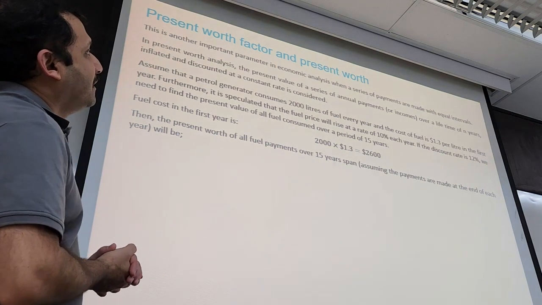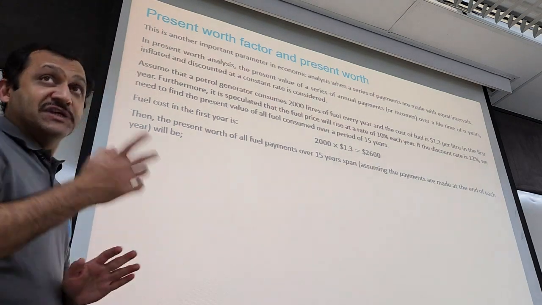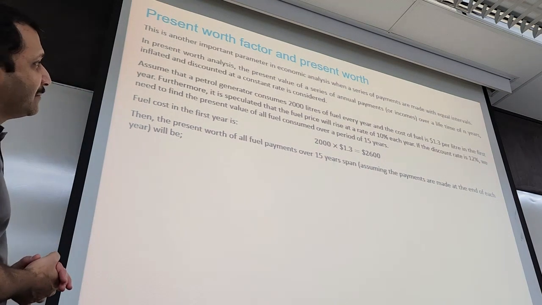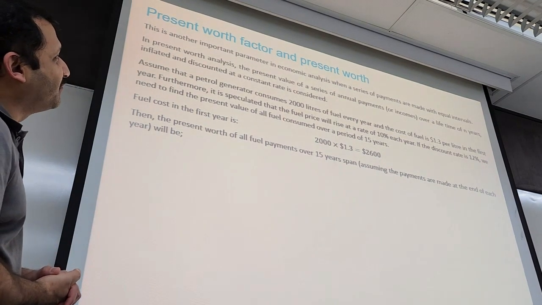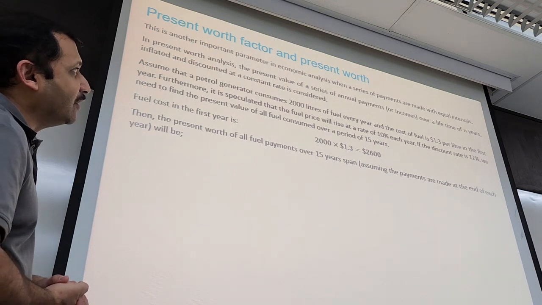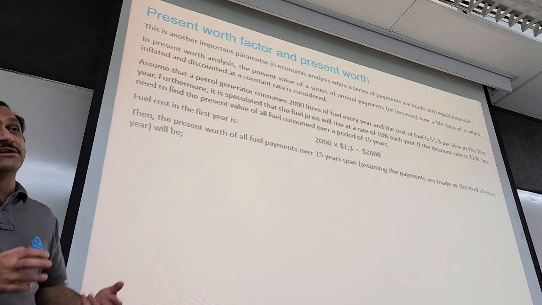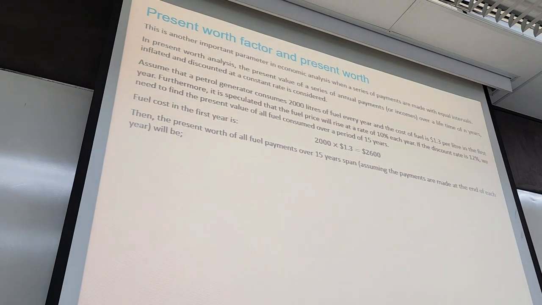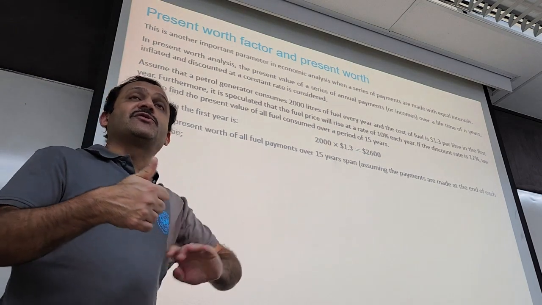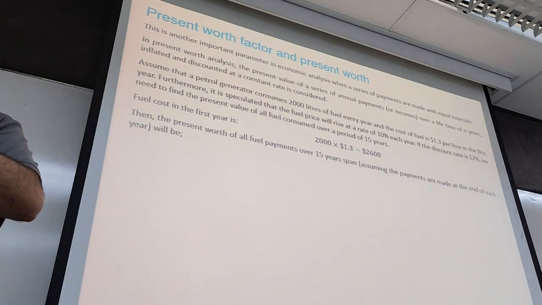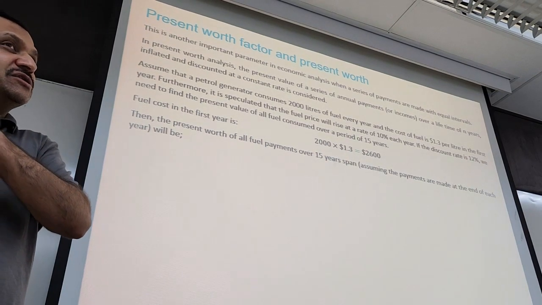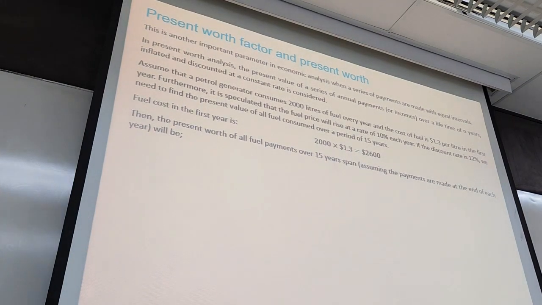Okay. If the discount rate, which is the interest rate, is 12%, we need to find the present value of all the fuel consumed over the period of 15 years. So this petrol generator consumes 2,000 liters every year. What are we assuming? We are assuming next year, the second year, it will still consume 2,000 liters. After 10 years, it will still consume 2,000 liters. It's not going to degrade its performance. So we are assuming the petrol generator performance is constant.